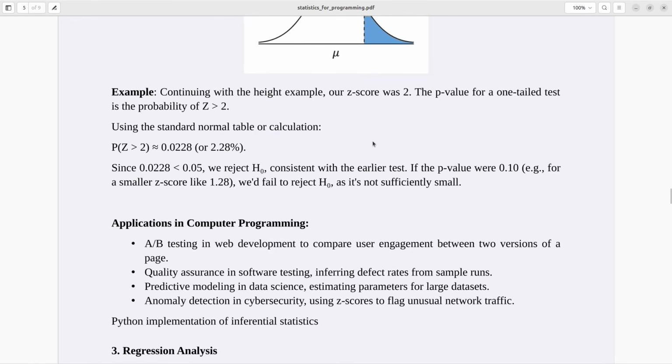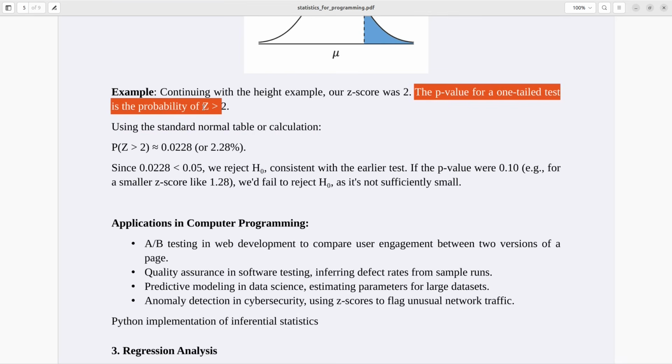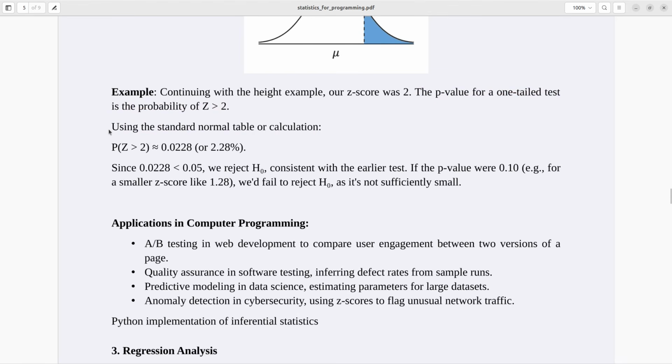So let us see this example. We can continue with the height example that we showed previously, and we already know that the z-score is 2, and the corresponding p-value for the one-tailed test is the probability that the standard normal random variable is larger than 2. So by using the standard normal table, or a calculator, or a computer program, we would see that the probability that the standard normal random variable is larger than 2 is about 2.28%. And since 2.28% is less than 5%, we would be able to reject H0. And this rejection is consistent with our earlier test. In the earlier test, we also rejected the null hypothesis, okay?